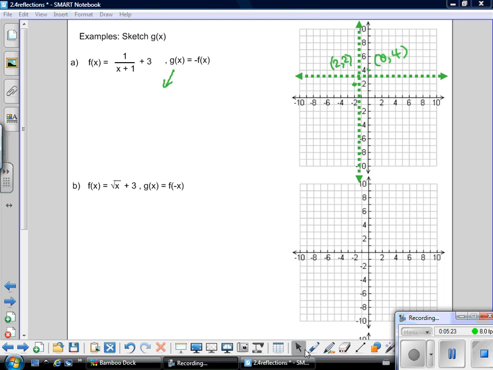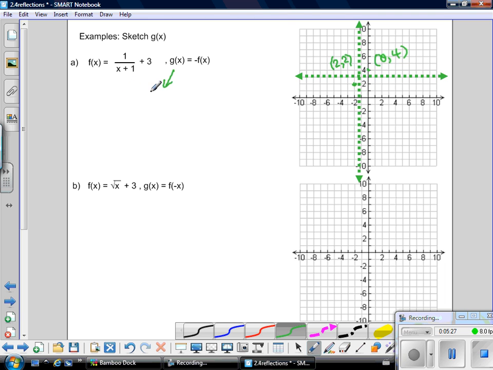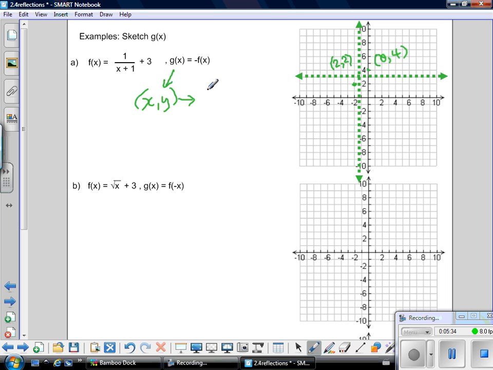So we know, first of all, I'll bring up my green. So we know that if we have a point x, y, it's going to be moved to x, negative y. And that's going to be true also of our asymptotes. But let's first of all look at the points we do know. So we know we have a point 0, 4. And so according to that, that would be reflected into 0, negative 4.